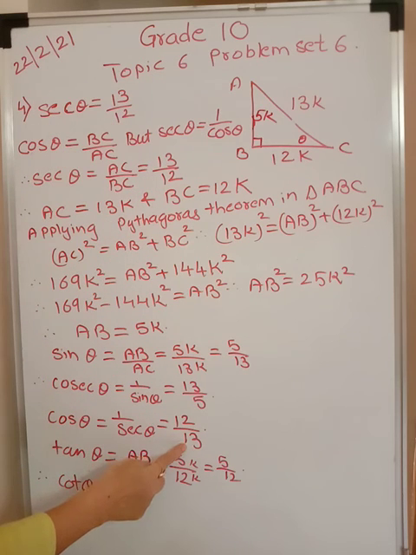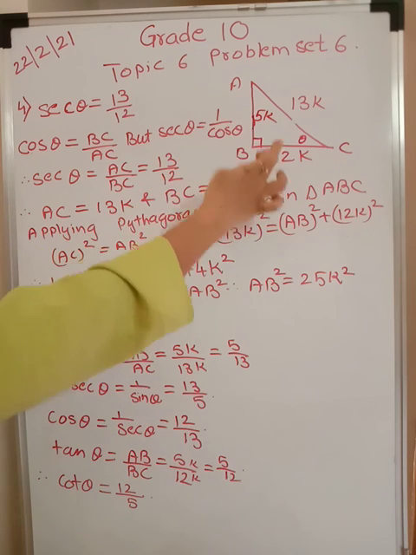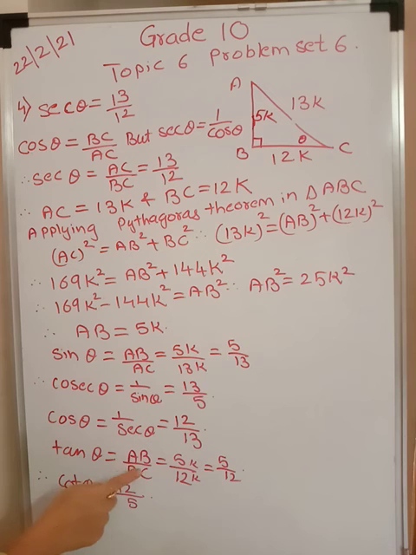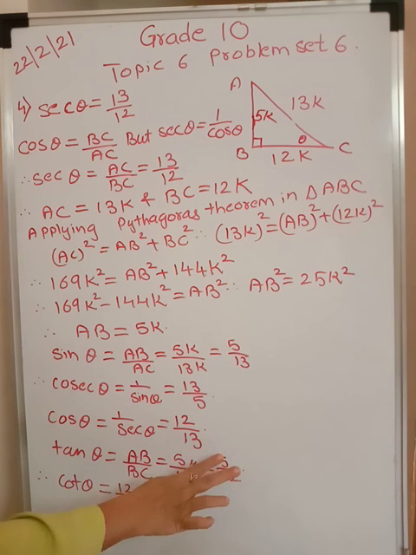Tan theta is opposite side upon adjacent side. So it is nothing but AB upon BC. So that is 5k upon 12k, which is 5 upon 12. And cot is inverse of tan, upside down. Inverse means, or you may say reciprocal. Appropriate word is reciprocal. So 5 upon 12, reciprocal of this is 12 upon 5.